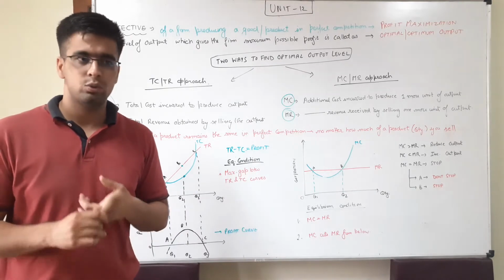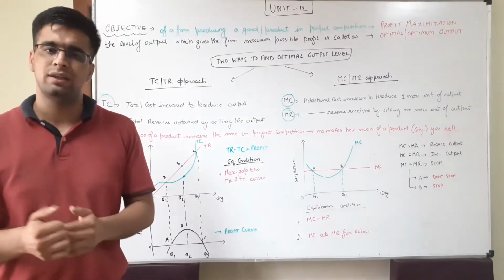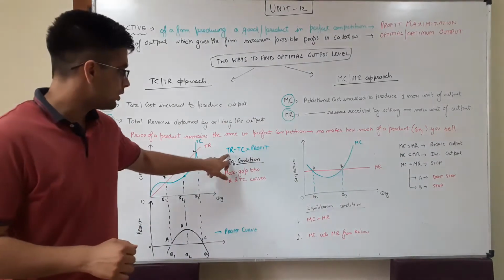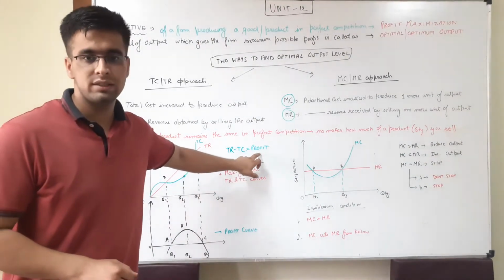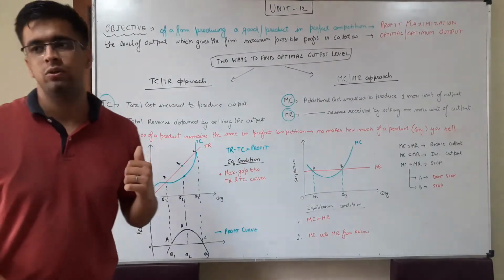So what is the profit? Profit is the money he is getting minus the money he is spending. That is, total revenue minus total cost is his profit. There is a note in the red line. You must focus on it.